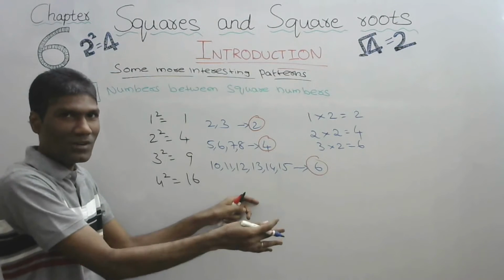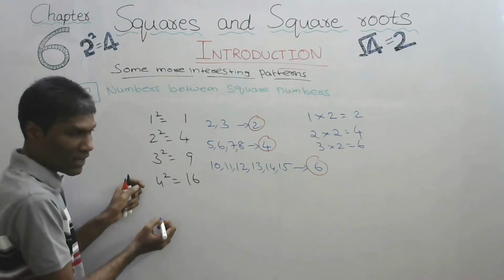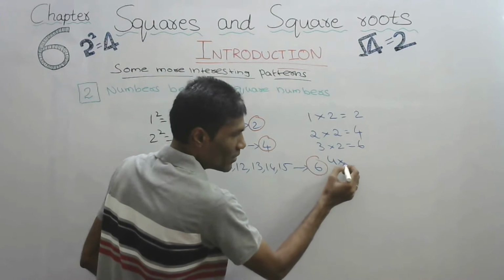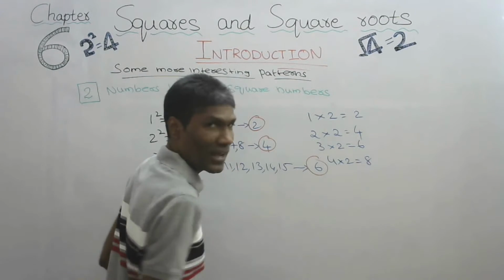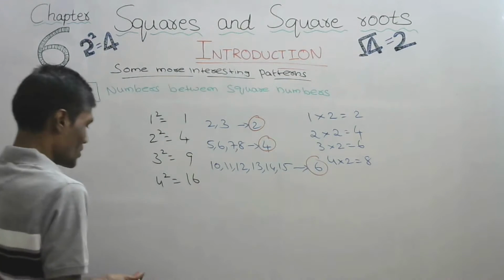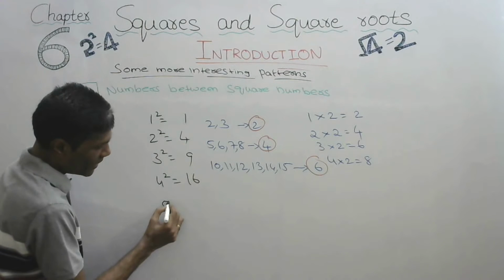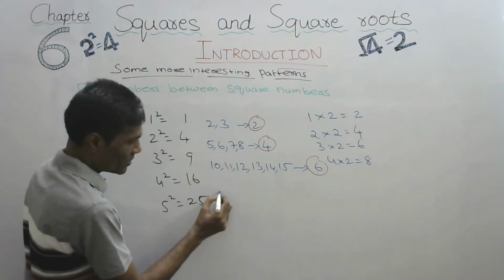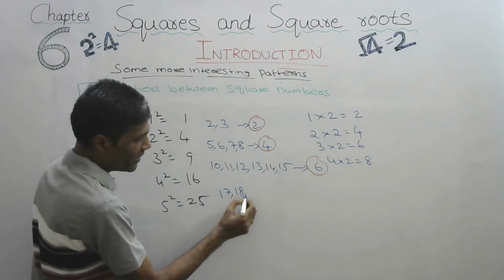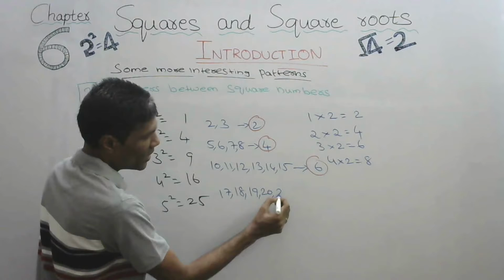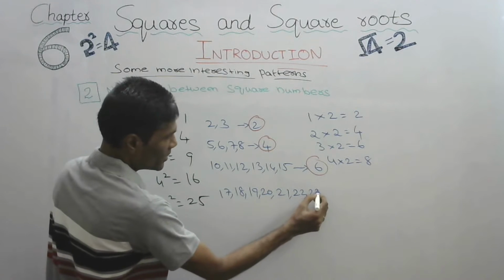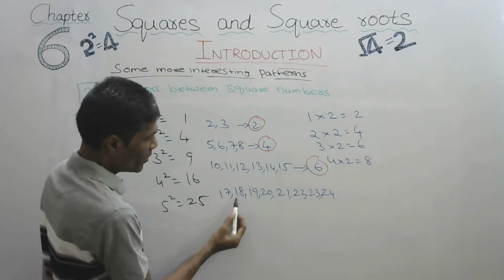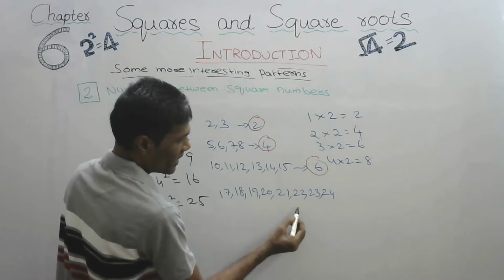Shall we do it for one more? Let us see. If we take 4 and 5, then how many numbers will be there? Let us calculate first. 4 into double. So we should get 8 numbers. Let us check it out. So this is 5 square, next number 25. So from 16 onwards, 17, 18, 19, 20, 21, 22, 23, 24. How many are there? 8? 1, 2, 3, 4, 5, 6, 7, 8.